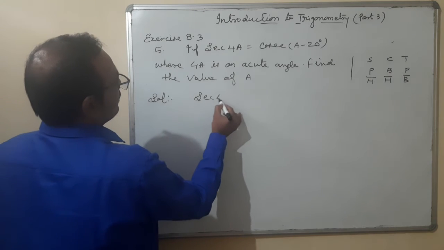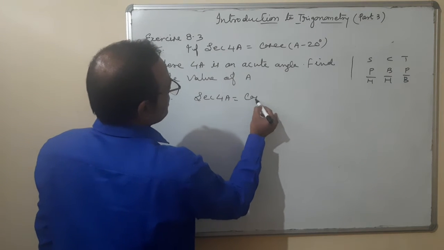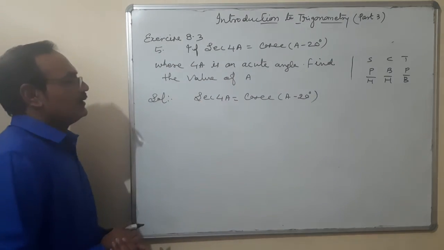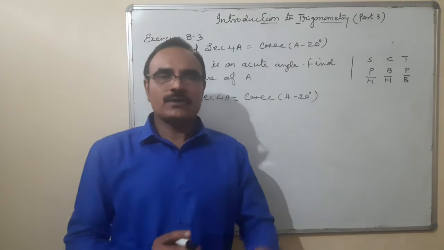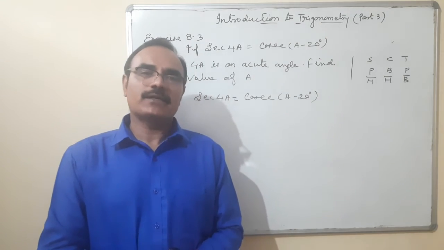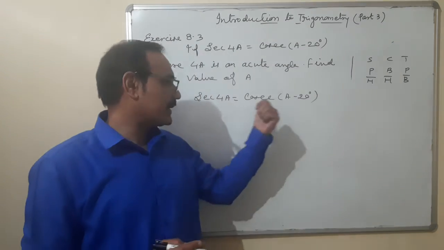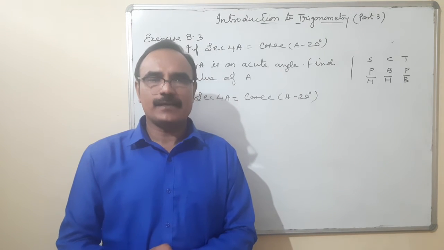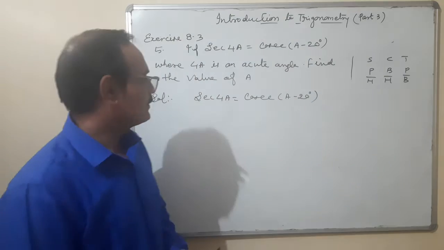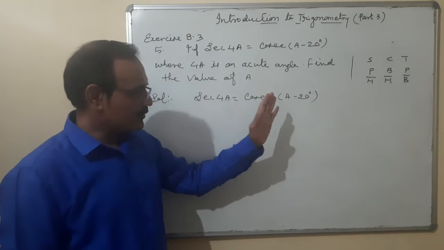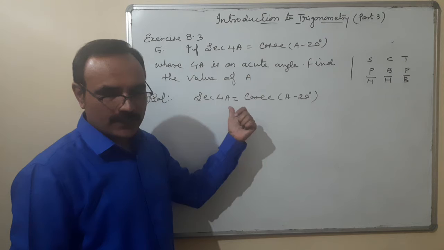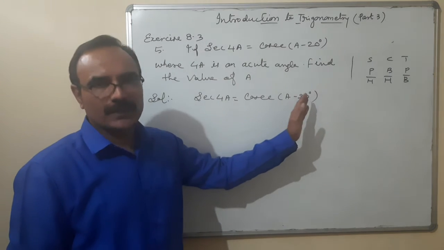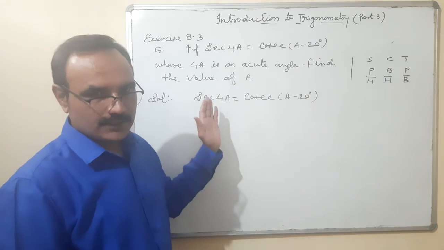Sec 4a is equal to cosec a minus 20 degree. Again, go back to complementary angles. There is a relation between sec and cosec: sec 90 minus a is equal to cosec a, and cosec 90 minus a is equal to sec a. So one of them may I change. Now which one should be changed, cosec or sec? I think better to change sec, because changing cosec gives a complicated term.